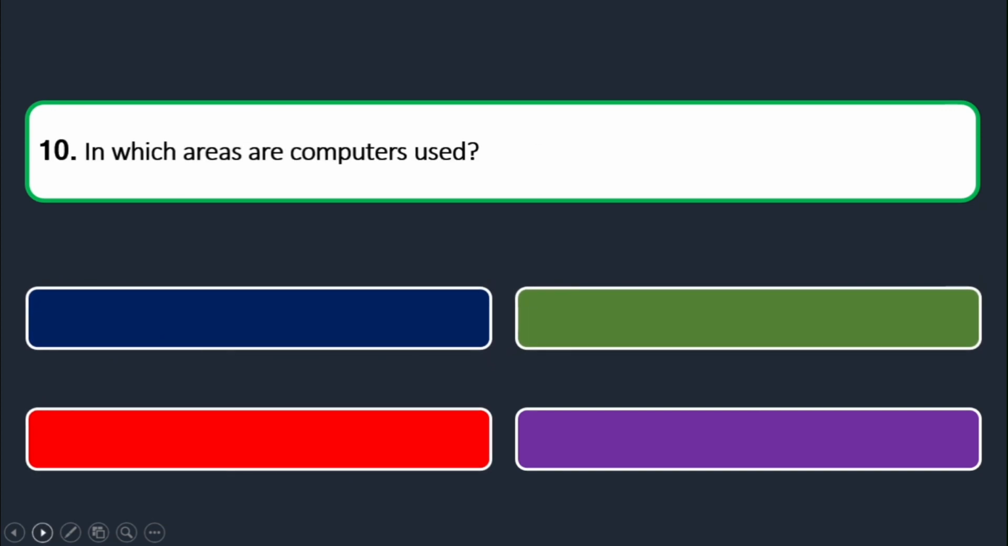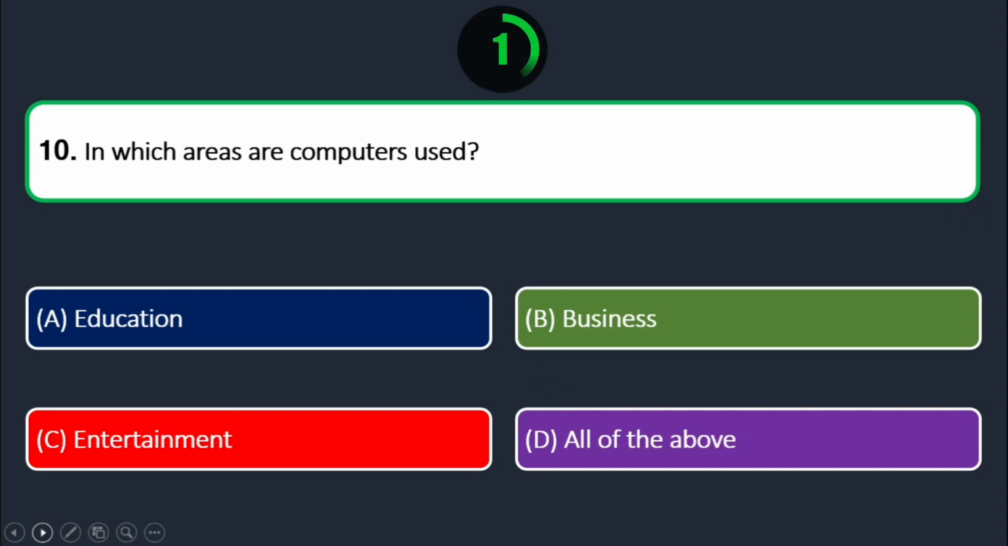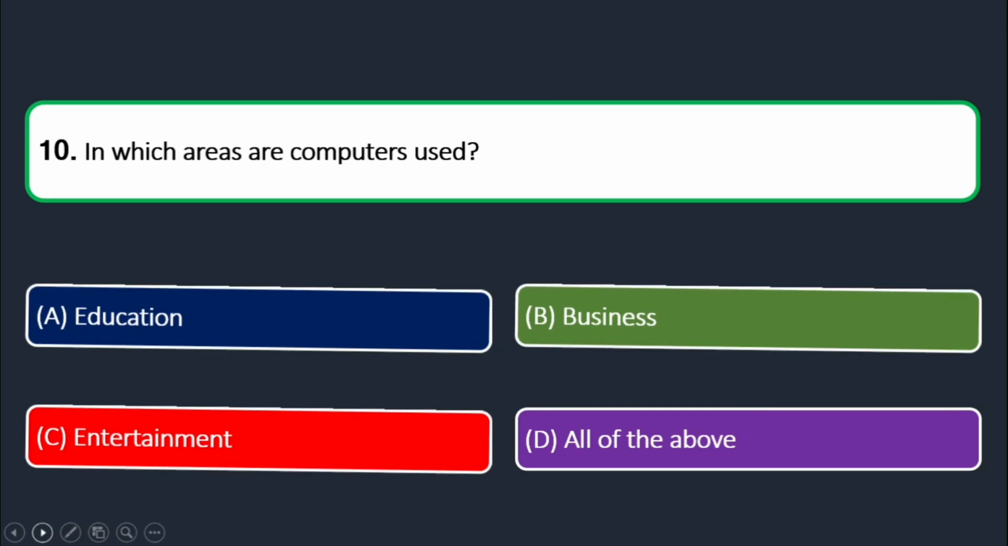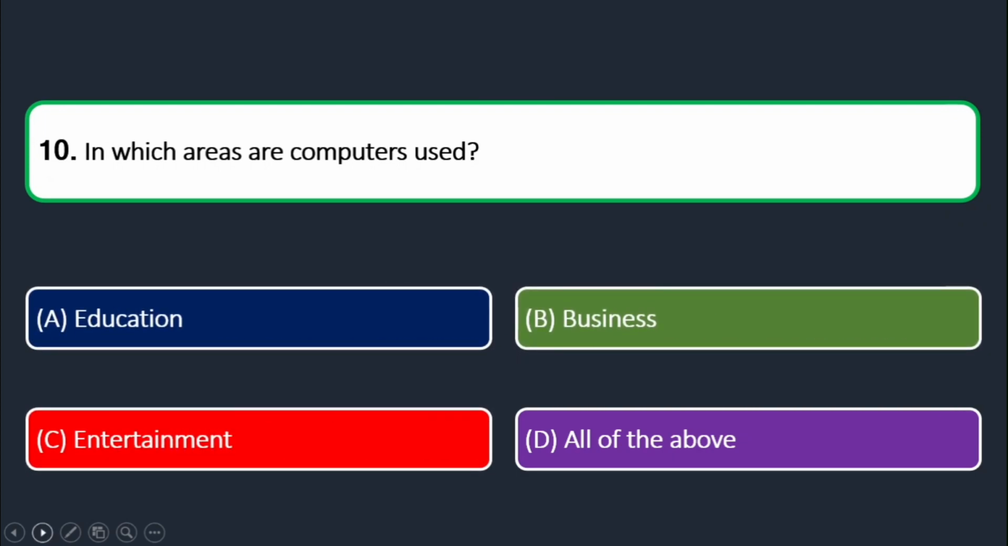10th question. In which areas are computers used? Your options are A. Education, B. Business, C. Entertainment, D. All of the above. The correct answer is D. All of the above.